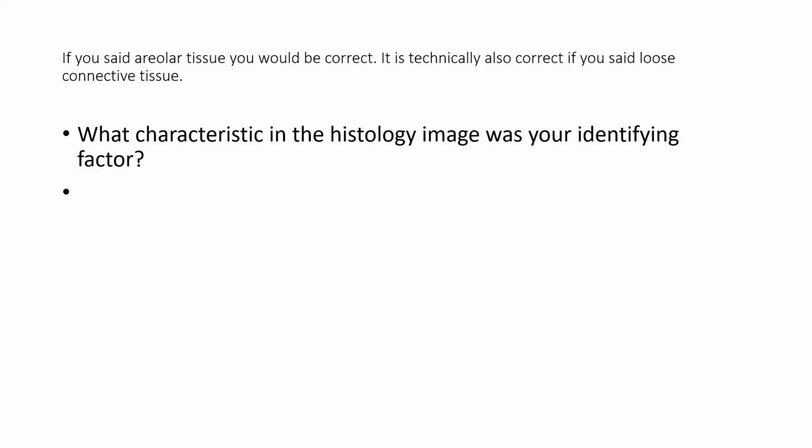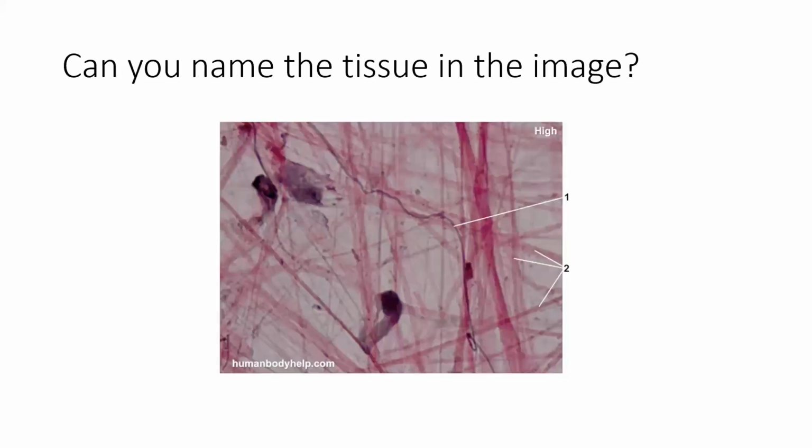What characteristics in the histology of the image was your identifying factor? So again, let's go back and look at the image. For me, I was able to tell by the web-like fibers, because if you remember, areolar tissue is web-like, and these appear almost like a spider web.